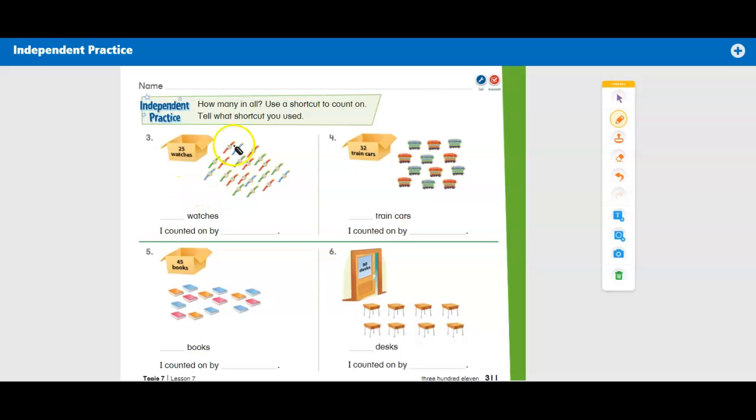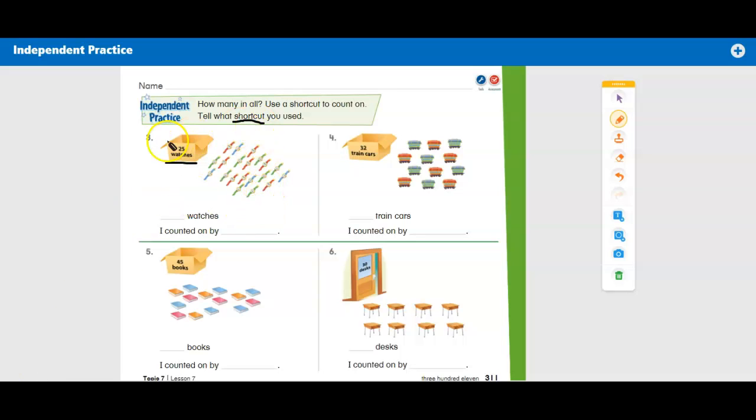You can count on by using 2s, 5s, or even 10s. Counting by 1s would take a very long time, and we want to use a shortcut. So that means a style different than counting on by 1s. So what you will need to do is pick which strategy you're going to use to count up these watches and make sure you add that number to your box.